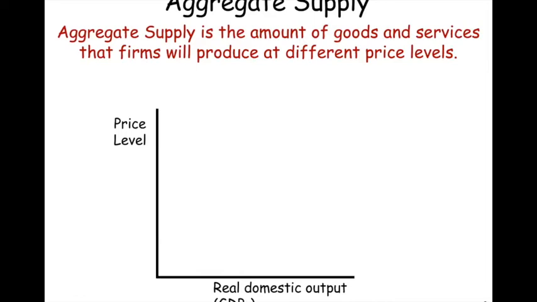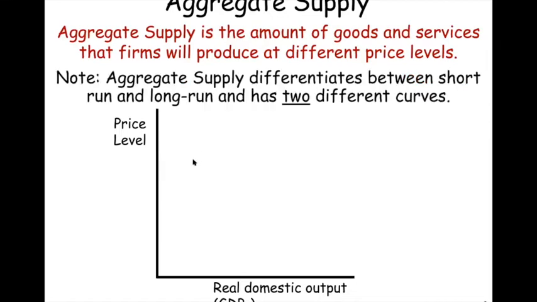Okay, so this one's the same definition as before. It's the amount of goods and services that firms are willing to produce at different price levels. Pretty much the same one, except instead of looking at one firm in an industry, we're looking at all the firms in the industry.